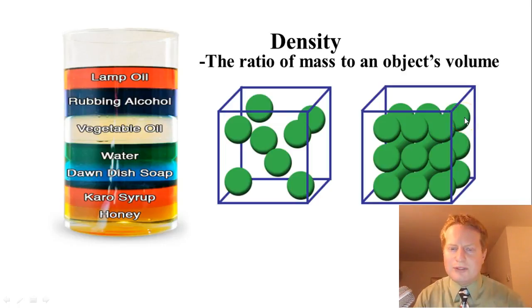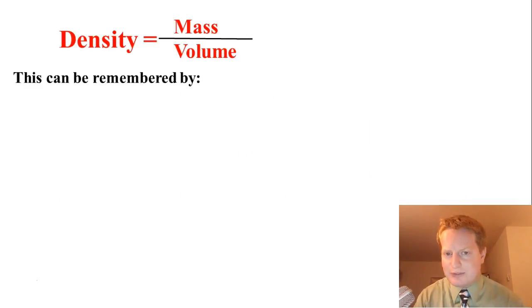Now, what's a formula that we can actually use to calculate based on this? Well, the formula works the same way. The formula is the mass of a substance divided by the volume that substance takes up. So it's really a ratio of how much mass is in a certain amount of space. And so we use this to do our calculations.